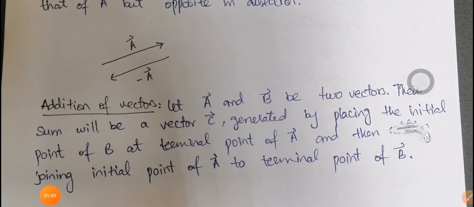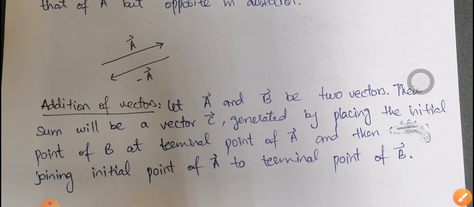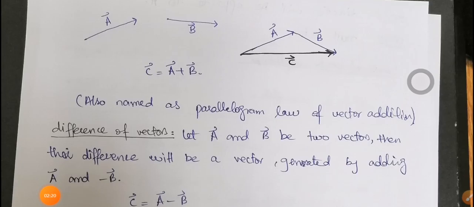Next we have addition of vectors. How can we add two vectors? Let A and B be two vectors, then the sum of the vectors A and B will be a vector C generated by placing the initial point of B at the terminal point of A, and then we join the initial point of A to the terminal point of B. So here we have two vectors A and B.